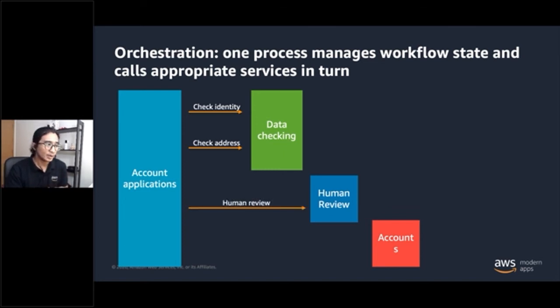And then if any of those checks come back with a flag, a human reviewer will get involved to make a decision. And finally, if an approval decision was made, it calls out to the account service to open a new account. So at this point, we understand the workflow of this account creation process. But the next question is how to translate this workflow into technical implementation for our microservices.